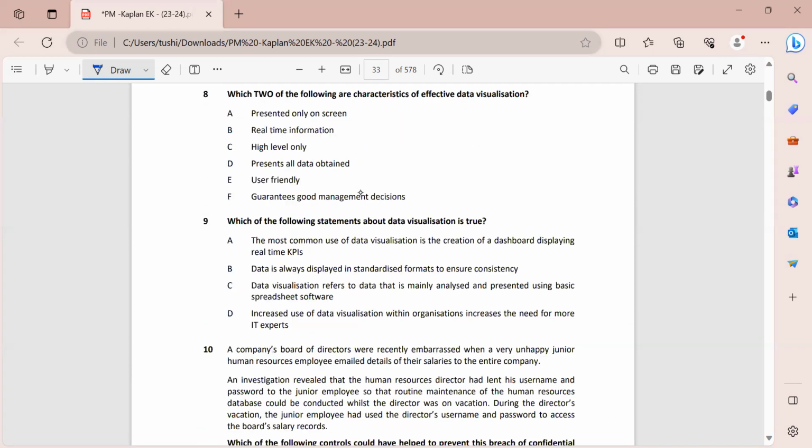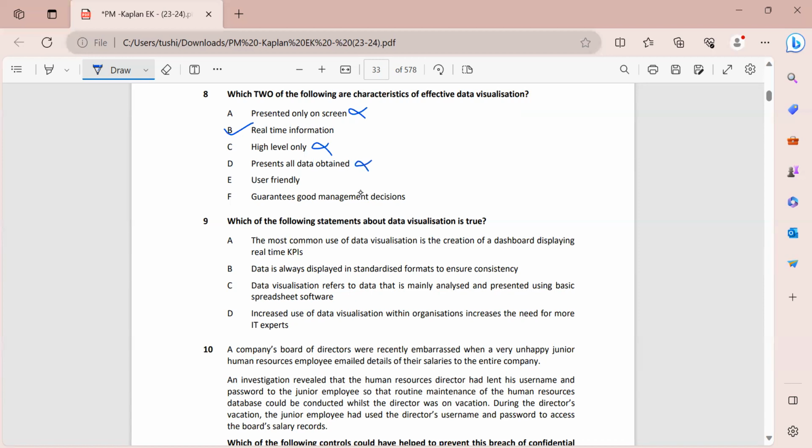Now moving to question number 8, which two of the following are the characteristics of effective data visualization? So when you are visualizing your data, how will you make it effective? Presented only on screen, not necessarily. Real-time information, yes, this will definitely make your data visualization more effective. Then high level only, no, maybe low level or medium level. Presents all data obtained, no, you may have to summarize the data if there is too much data.